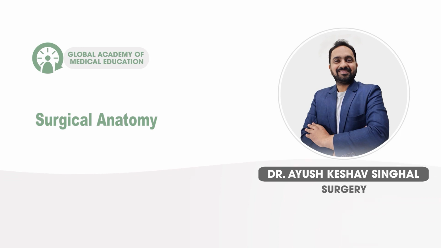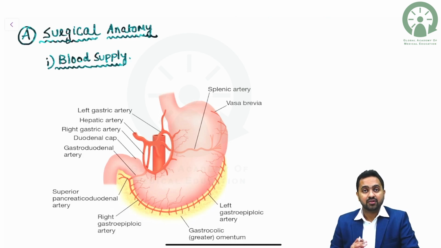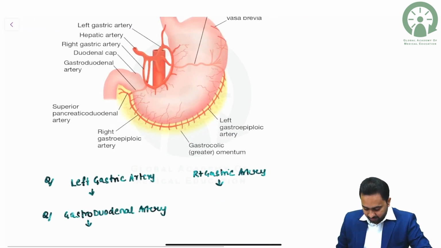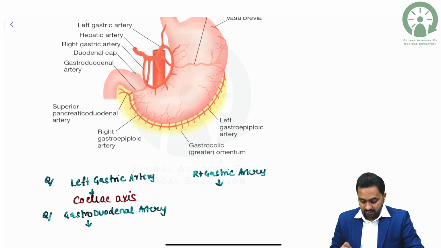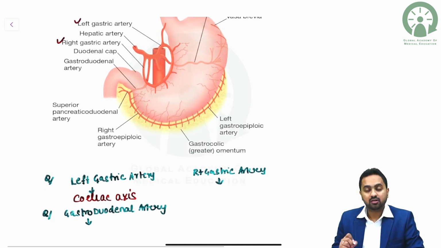Now the blood supply. The stomach has its blood supply both on the lesser curvature and on the greater curvature. On the lesser curvature, we have the left gastric artery. Now, this left gastric artery is a branch of the celiac axis, right? It anastomoses with the right gastric artery. Now, this right gastric artery is a branch of your hepatic artery. Right. So this forms an anastomotic arcade along the lesser curvature.